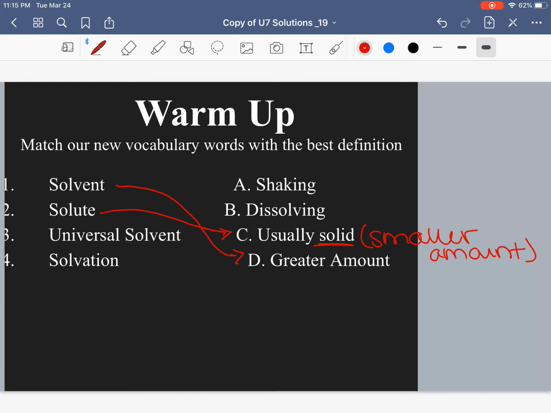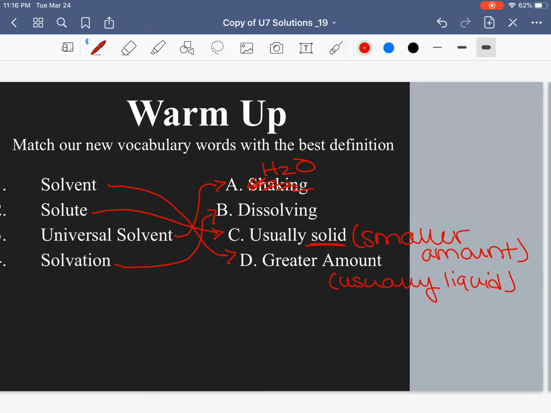All right. And then your solvent is the bigger word, right? So the greater word. And it is typically usually a liquid. All right. And then universal solvent. Oh, no. I did not put the right terms on here. Universal solvent, we all know that is H2O. All right. And then solvation, remember we said that is just the scientific term for what you all know as dissolving. Something you've heard of all your life, but now we're going to put a fancy chemistry word in front of it and call it solvation.